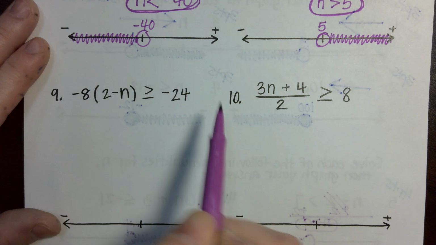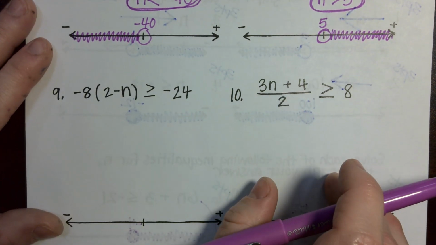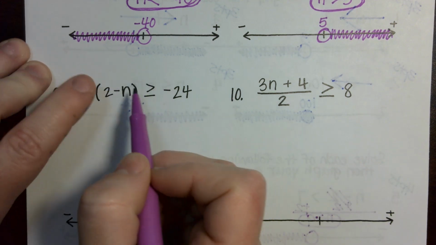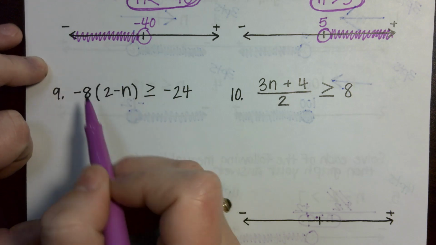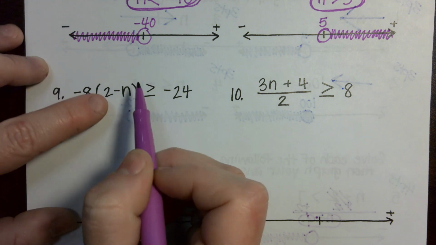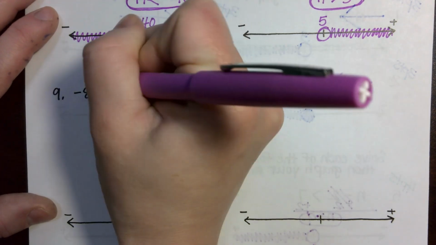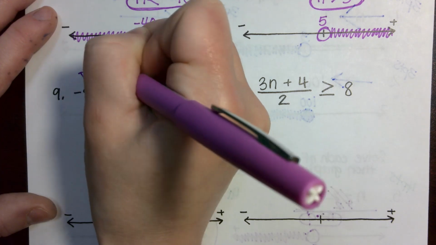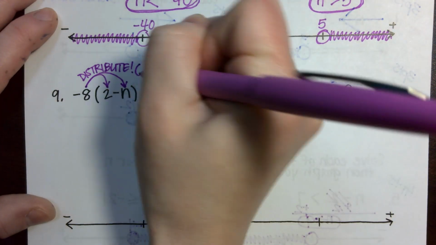So let's start by looking at number 9. What do we have here? What needs to happen? Yes, so we have -8 times this quantity in parentheses times 2 minus n. We cannot get rid of either of these 2 or the n until we get rid of the parentheses. So we're going to distribute first. And when we distribute, what operation is that? Good. Multiplication. So I'm going to write distribute, and in parentheses, I'm going to say multiply.